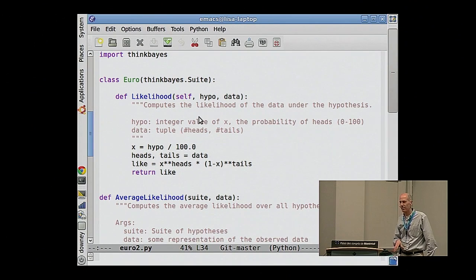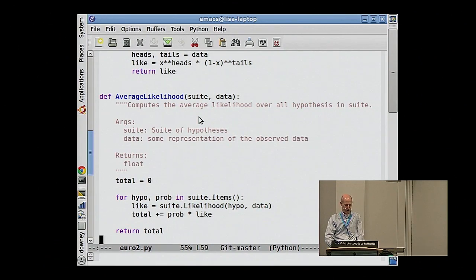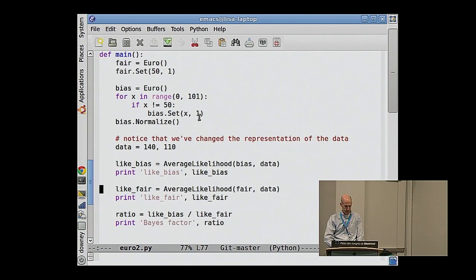Good so far? All right, so I've got my likelihood function, I've got my average likelihood, and I'm going to compute the Bayes factor, which is also known as the likelihood ratio, which is the likelihood of the data if the coin is biased, divided by the likelihood of the data if the coin is fair. And now here's my hard question for you. If that number comes out to be greater than 1, let's say that it comes out to be 5, what would that mean? How would you interpret that number?